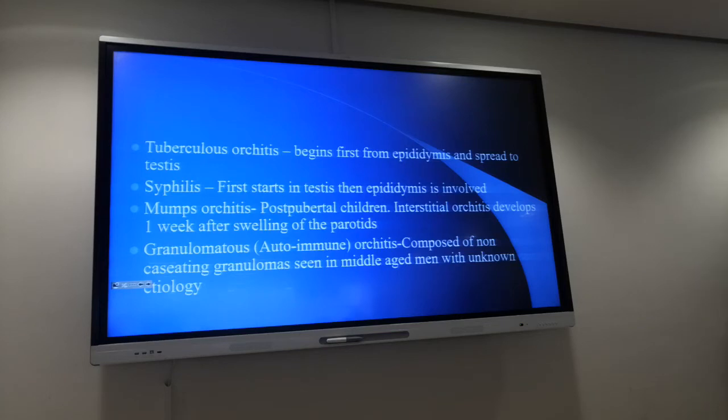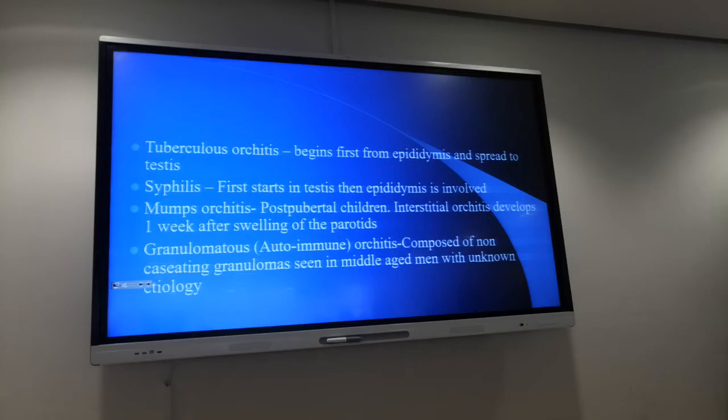Tuberculous orchitis, that's going to be starting from the epididymis and spreading to the testes. Syphilis is the other way around. A couple of words about this. Now, mumps orchitis, this is actually courtesy of the folklore. Do you know what we call mumps orchitis in old Arabic folklore? تحذير. Anybody familiar with this word? محذر أو تحذر. Okay.